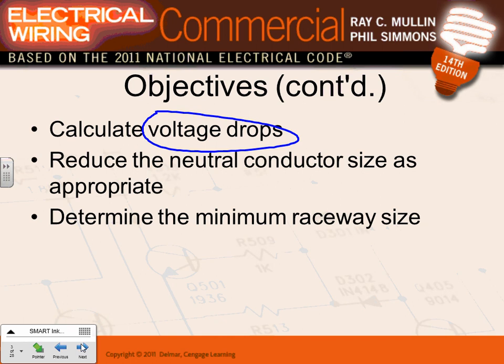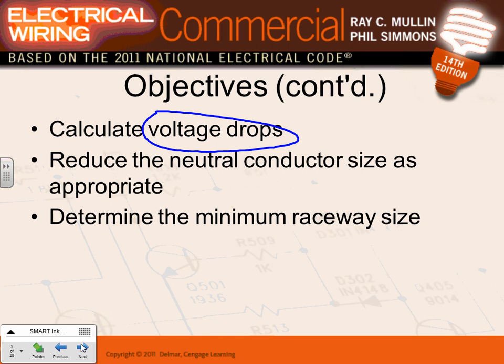Now, why does voltage drop become a big issue, guys, for feeders? Because feeders are long. They tend to be long, 100 feet, 200 feet. The longer the feeder, the more you have to pay attention to the voltage drop. I promise you we will be doing calculations on the voltage drop issue.